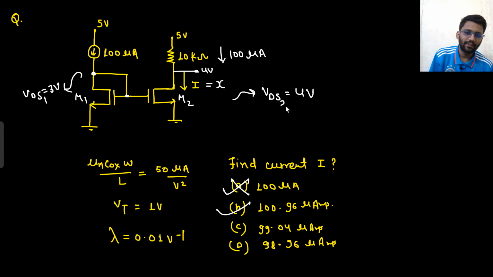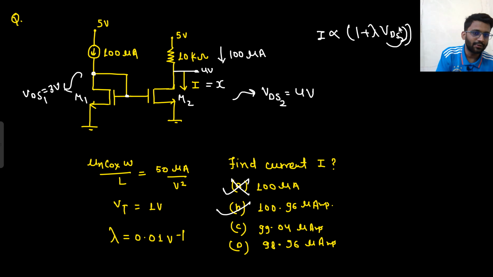VDS1 was 3 volt and VDS2 was 4 volt. If VDS2 is 4 volt and VDS1 is 3 volt, that means VDS2 is more, and the current is proportional to 1 plus lambda VDS2. That means current is proportional to VDS. So if VDS2 is more, certainly it will have more than 100 microampere current.